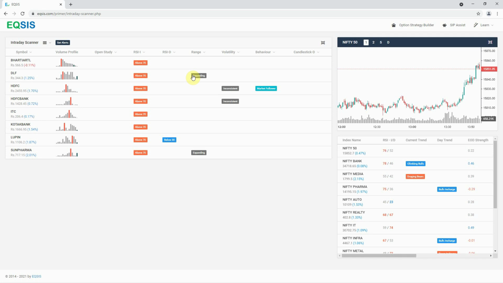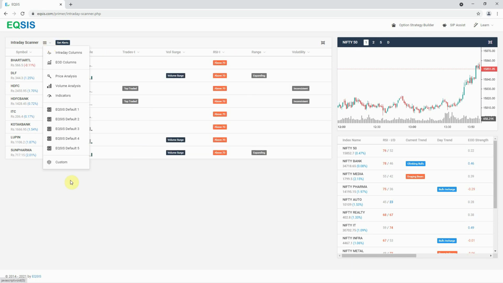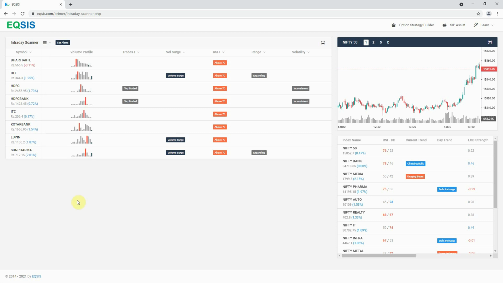So what it actually shows is a kind of scanner and filtering system. Of course, this has a lot of columns which you can use as per your requirements. It is totally good to use. But as far as this video is concerned, I'm going to focus on the volume profile.